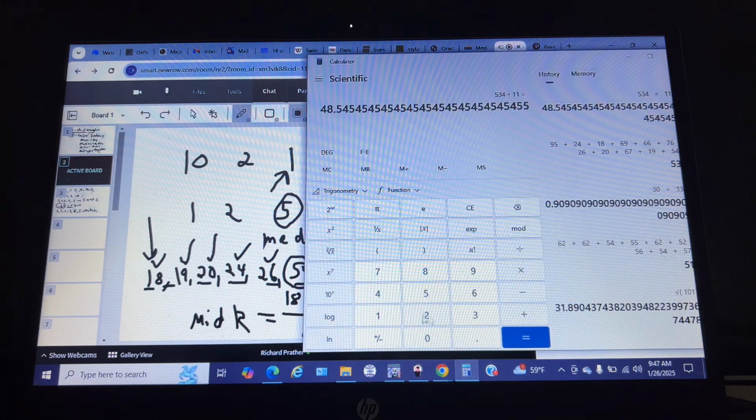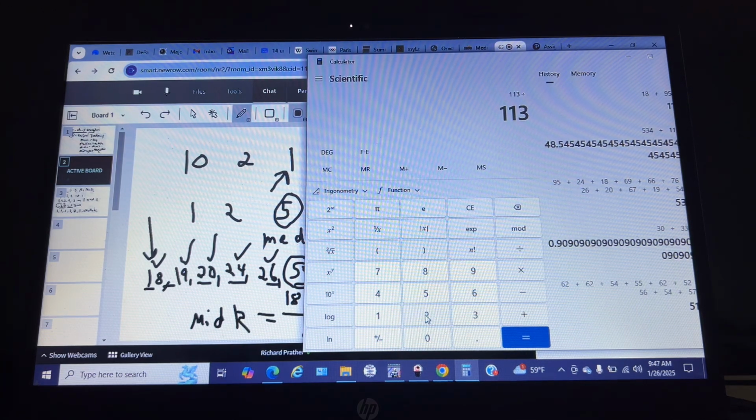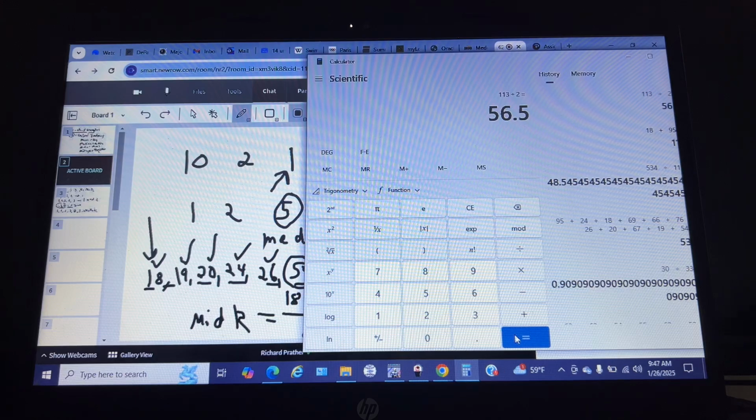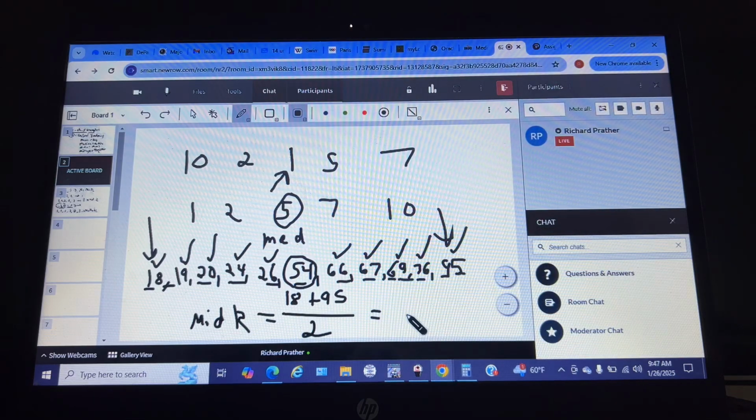So 18 plus 95, make sure you press equals after that, then divide by 2. And whenever you divide by 2, you either get an integer or you get a number with a 0.5 on it. There's no way to get any other decimal but 56.5. It either comes out exactly or it's 0.5.